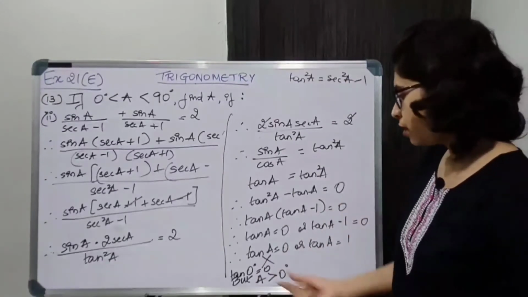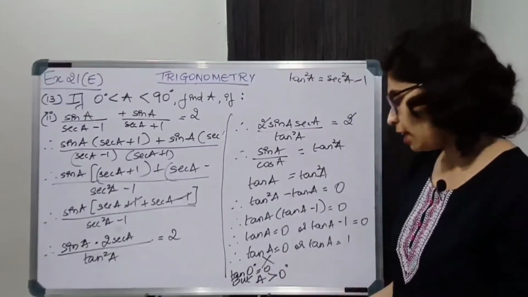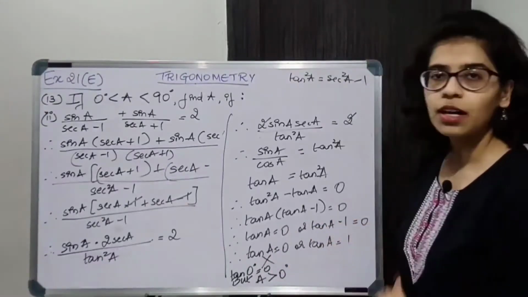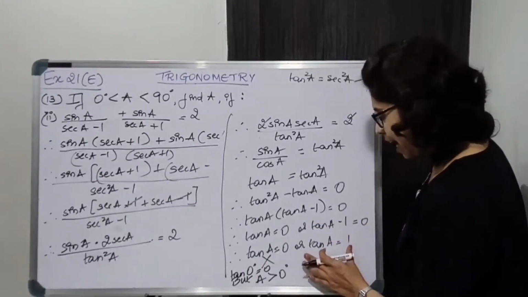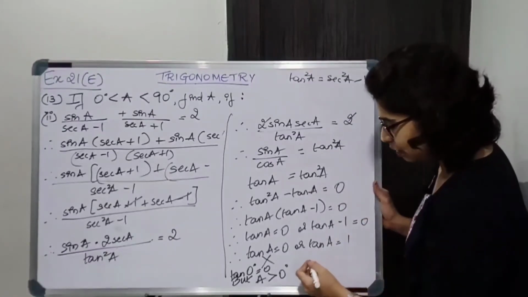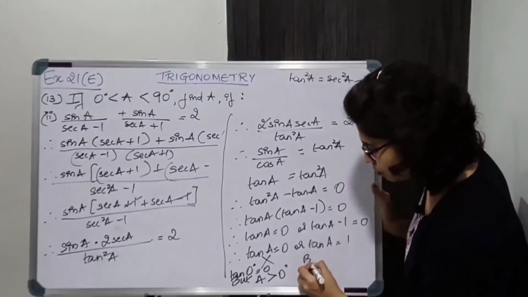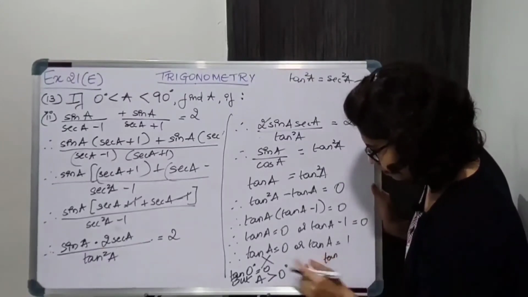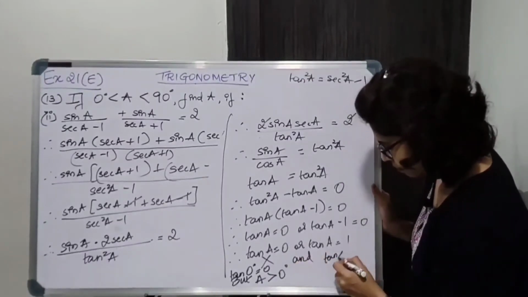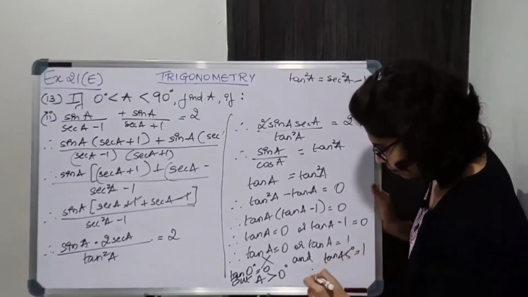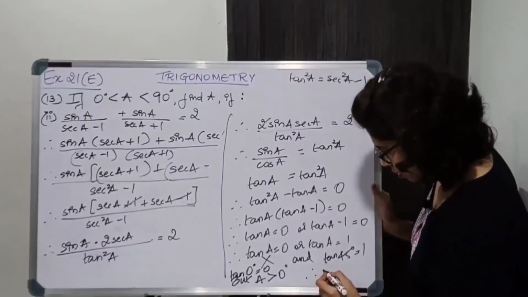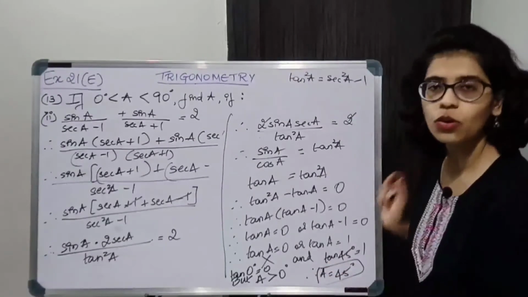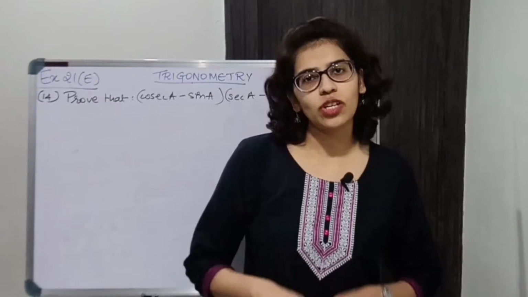You'll write down A is greater than 0. Therefore tan A cannot be equal to 0, and we'll apply the other value. Okay, tan of what angle is 1? Tan of 45 is equal to 1. Therefore A is equal to 45 degrees. Okay, let's check the next question.